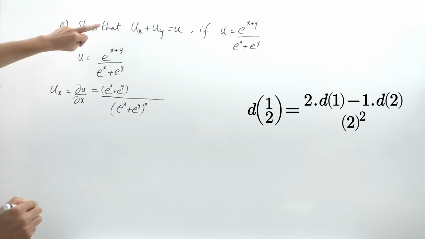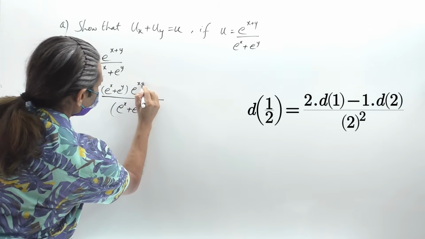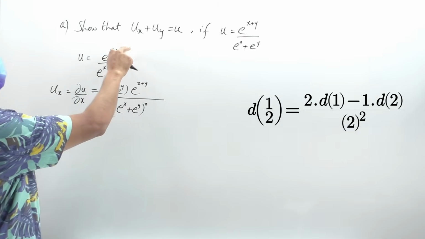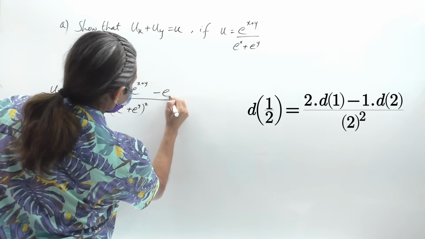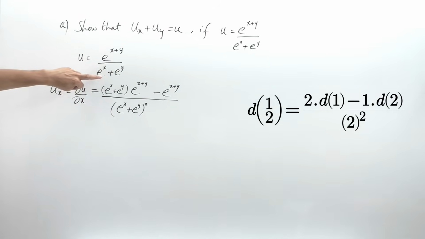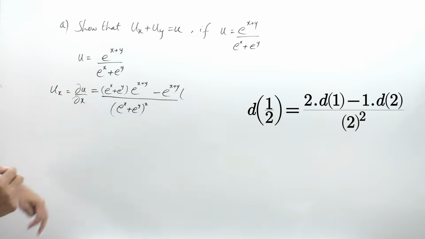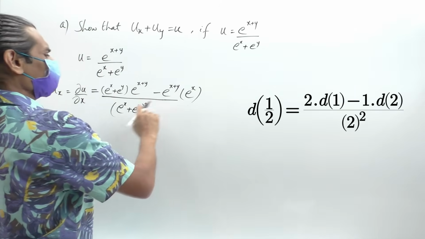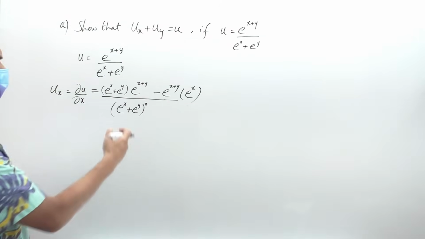The first function e raised to x plus y with respect to x will be e raised to x plus y only. Why? Because differentiating e raised to x plus y, again the coefficient of x is 1. Next, minus e raised to x plus y as it is into the derivative of the second function, the denominator, with respect to x. That is e raised to x plus e raised to y, which will be e raised to x, because e raised to y is 0 since we are differentiating only the x terms. Okay, so we have it here.